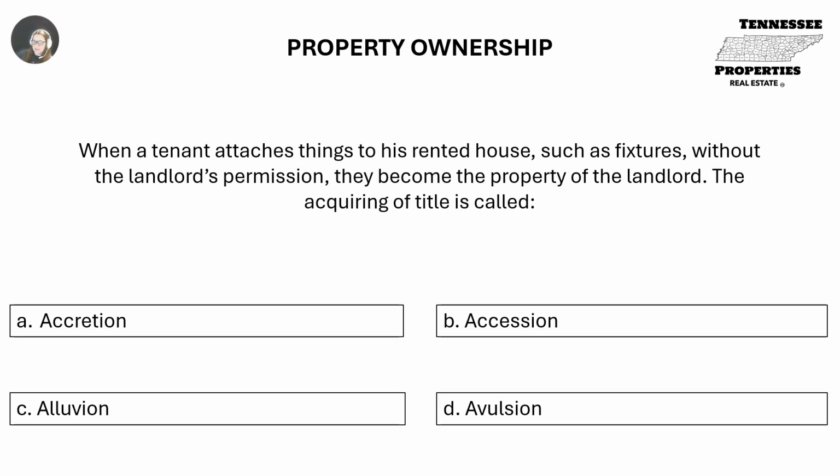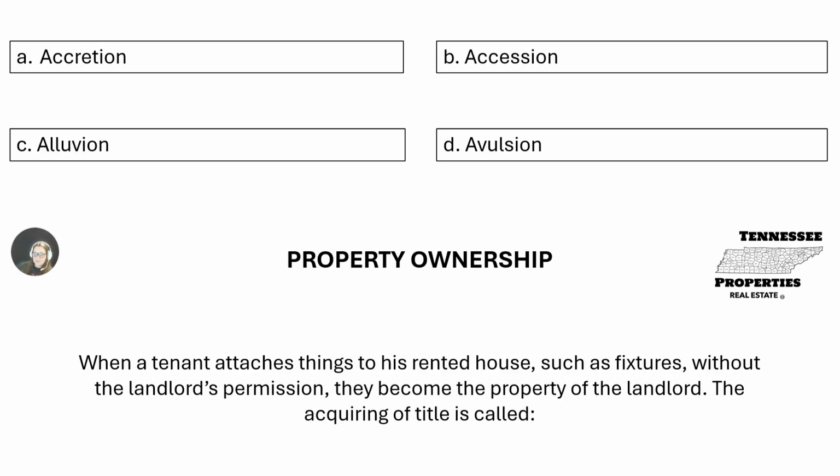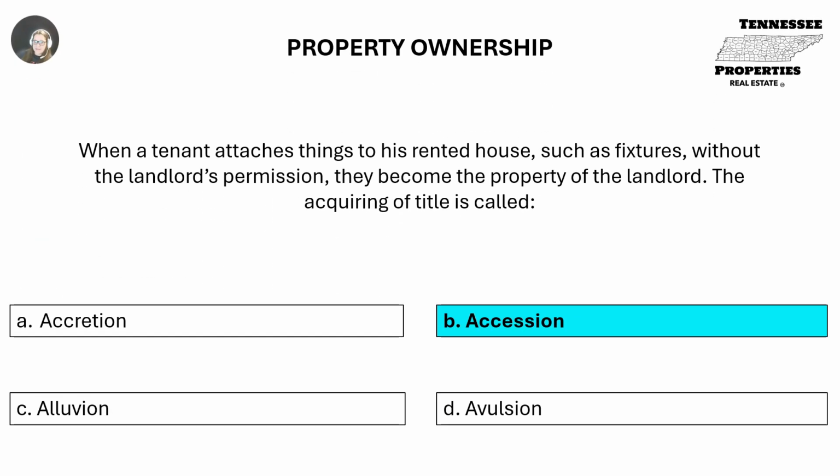When a tenant attaches things to his rented house, such as fixtures, without the landlord's permission, they become the property of the landlord. The acquiring of title is called A. Accretion, B. Accession, C. Alluvion, or D. Avulsion. B. Accession.